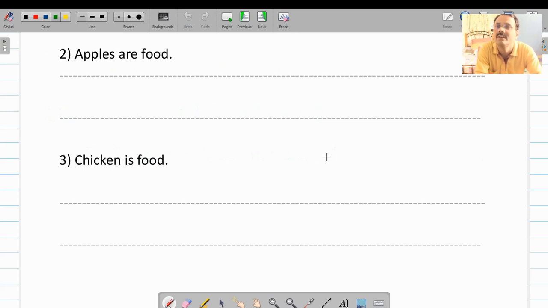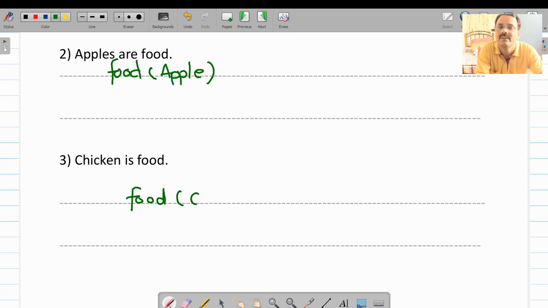Apples are food. Simple statement, single predicate. So its clause form will be as it is. Food, we have already defined it in the same way. Food, apple. This is the required clause form. Similarly, third sentence, food, chicken. This is the required clause form.